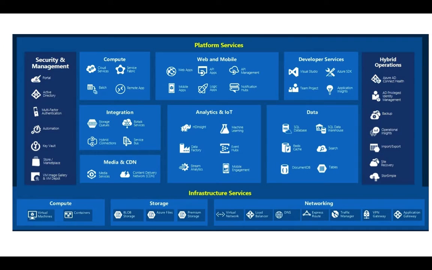Let me give you a brief overview of all the Microsoft Azure services. As you can see, Microsoft Azure, just like AWS, has a lot of services. They have categorized themselves in two broad categories. One is infrastructure services and the other one is platform services. In the infrastructure services itself, they have three different categories: compute, storage, and networking. And in the platform services, there are so many, like security management, compute, web and mobile, IoT, hybrid operations, integration, media, CDN. There are many.